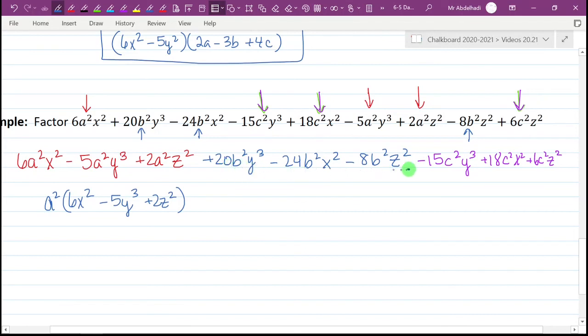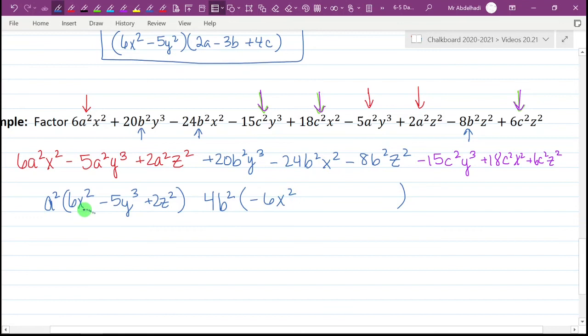So for these terms right here, I definitely have a b squared. And I will put a plus or a minus here in a minute. But also, what else? I have 20, 24, and 8. Definitely, let's say 4 goes into all of those, right? So 4. And let's see what we get. Let's assume that it's positive for the moment. And just to keep these in the same order, x, y, and z, I'm going to do the x term first here. So what would I multiply by, if I pulled out a 4b squared, I would have negative 6x squared.